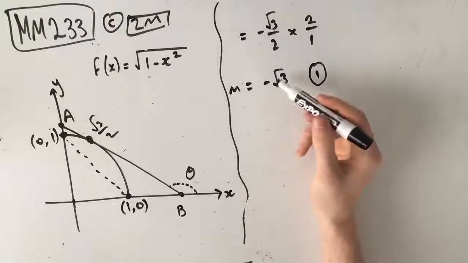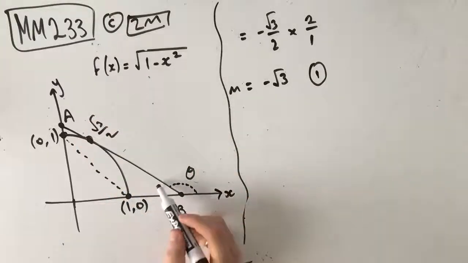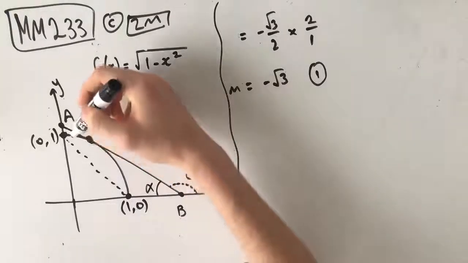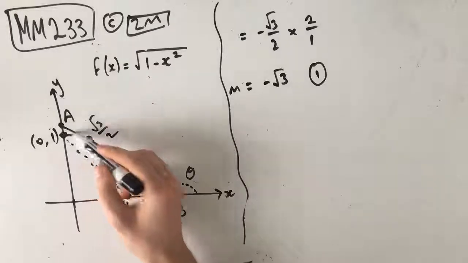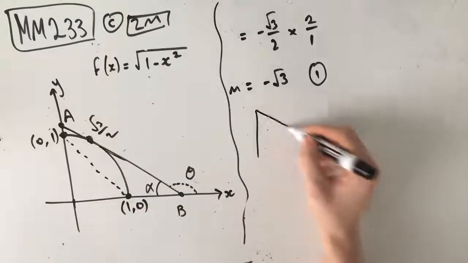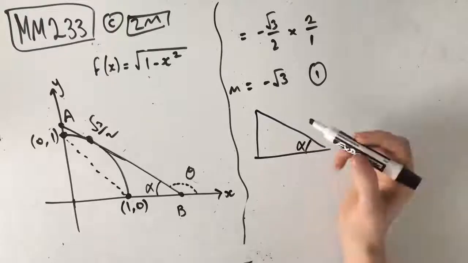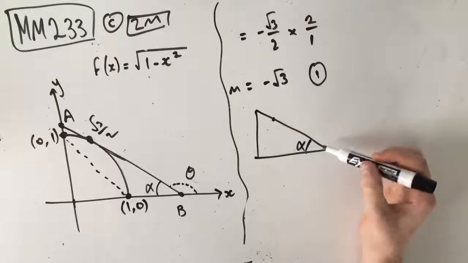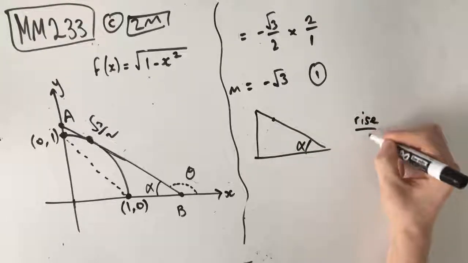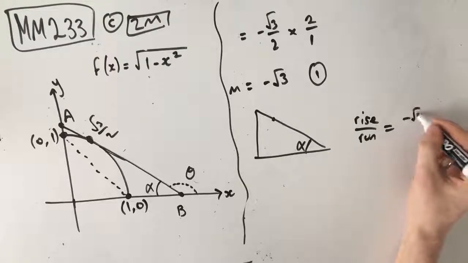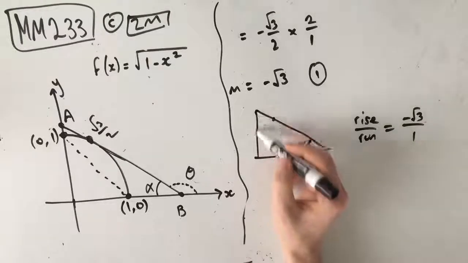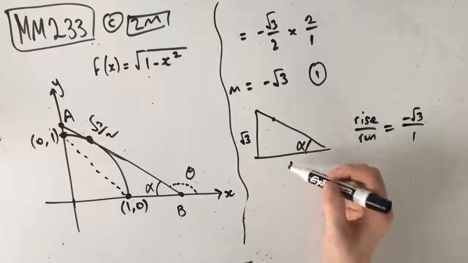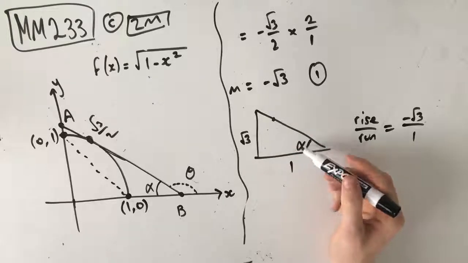From here, if we know that the gradient of this line is negative root 3, that means that we can work out this angle in here, which is, let's just call it alpha for now. So if you want to imagine this line as its own triangle, we can create this line like this, where this is alpha, and root 3 on 2 is somewhere here. The gradient of this line is negative root 3, which means our rise over run we could treat as negative root 3 over 1, right? So our rise is root 3 down, so this length is root 3, and 1 across, so that's going to be 1 there.